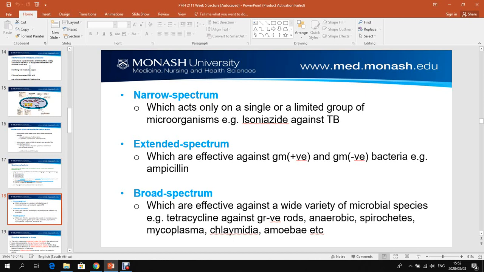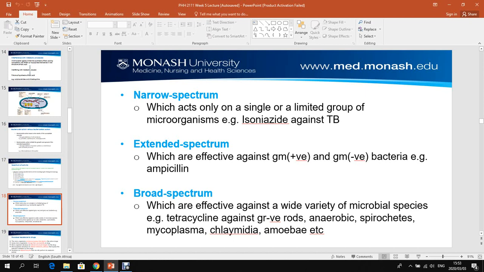And then we have the second group, which is slightly extended spectrum. Extended spectrum in the sense that they are not very broad, but within they are able to, for example, work effectively against gram-positive and gram-negative bacteria. They are slightly broader spectrum than narrow spectrum, although they are not that broad. So they are somewhere in between. For example, ampicillin. And the last group is what we call broad spectrum drugs or broad spectrum activity.